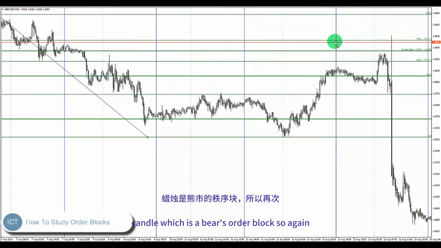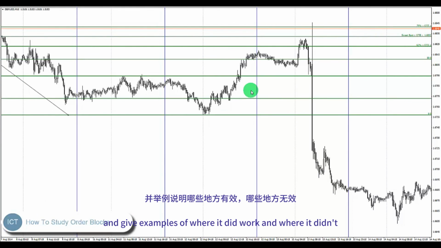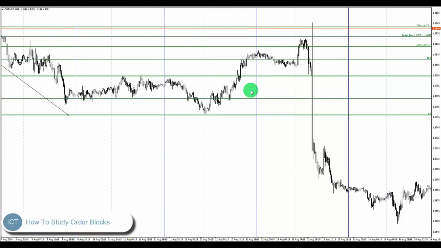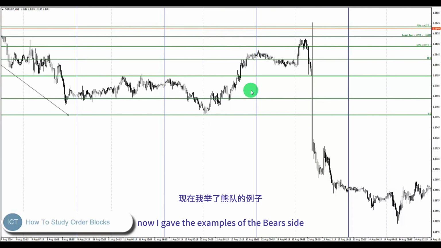So again, we could go on and on and give examples of where it did work and where it didn't, and still be profitable if you took the positions on a weekly basis. You certainly can find and ferret out some really good and outstanding bullish and bearish order blocks. Now I gave you examples of the bearish side. Everything is the same thing, just in reverse.